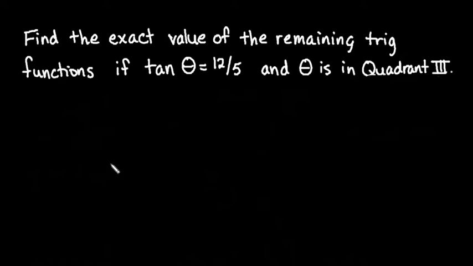Hi, for this video we're going to find the exact value of the remaining trig functions when tangent theta equals 12 over 5 and theta is in quadrant 3.